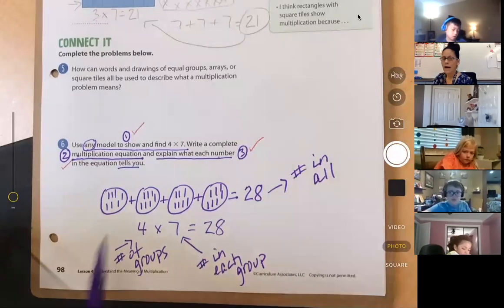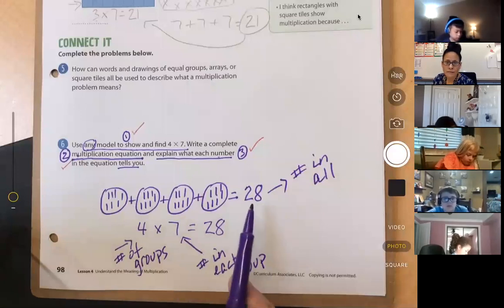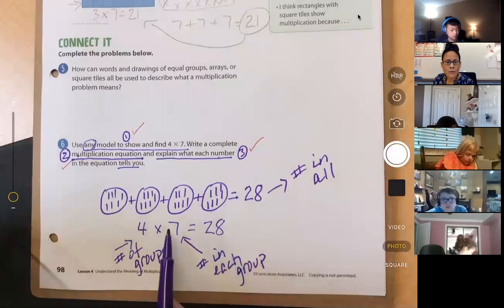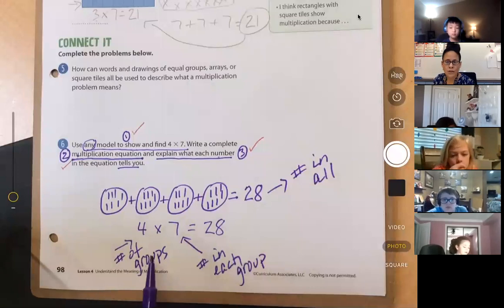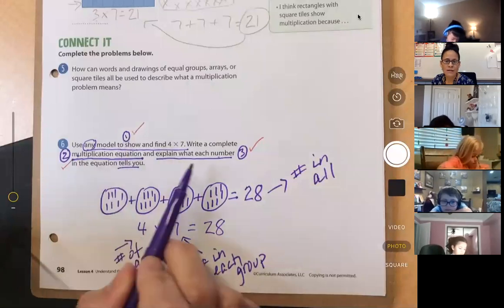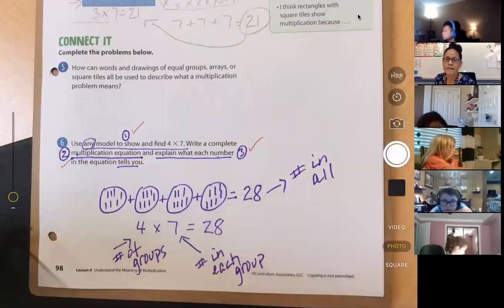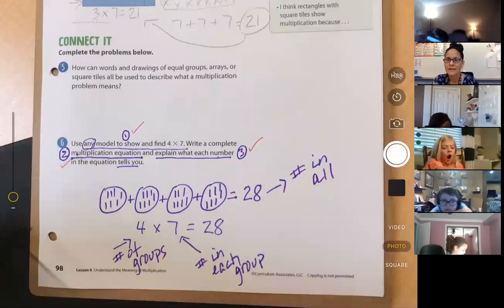So again, I drew the model. I solved using repeated addition. I created the multiplication equation, and I identified what each number in that equation means. So I've done question 1, our question 2, and our question 3. So I can say, yes, I'm done with this question, and I would be able to move on. I'm going to give you just a few minutes to write all that down and make sure you have those good notes.